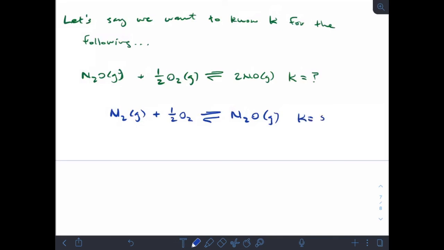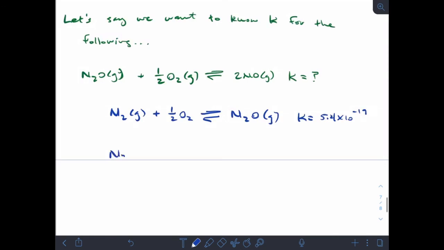And we know the K for this reaction is 5.4 times 10 to the minus 19. Right? And then we're also given another reaction that looks like this, plus O2 with 2 NO. And we're given a K for that: 4.6 times 10 to the minus 31. Okay, so you're given these two reactions, and we want to combine them to find the top reaction.